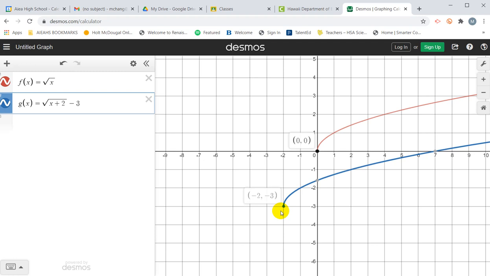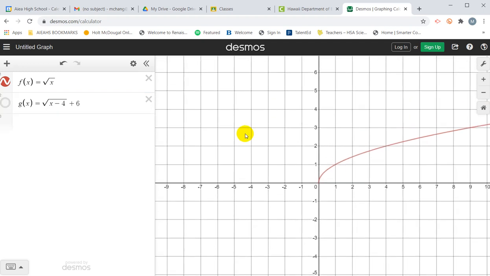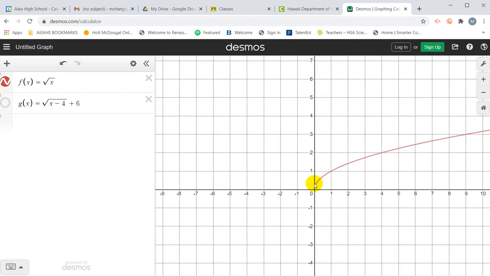Okay, let's go ahead and look at one more example. So let's say I change this up now. So instead of square root of x plus 2 minus 3, let's say I put a minus 4 here and a plus 6. Based on what you saw earlier, this graph is going to shift 6 units up, and it should shift 4 units to the right.